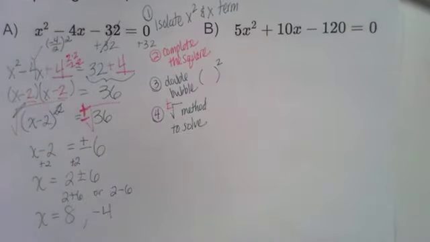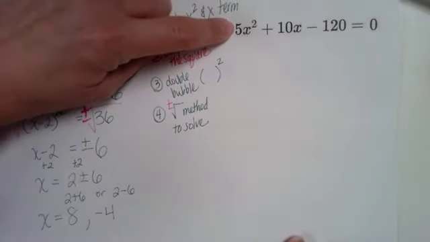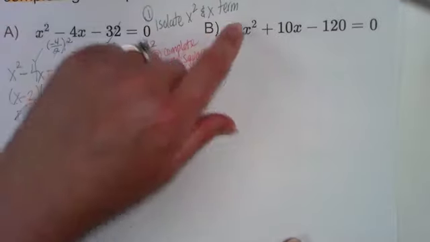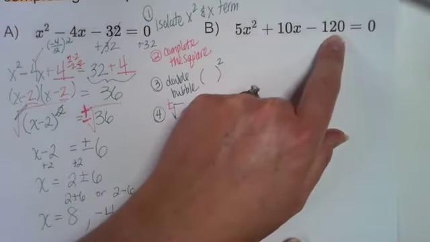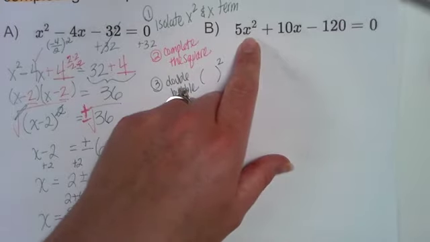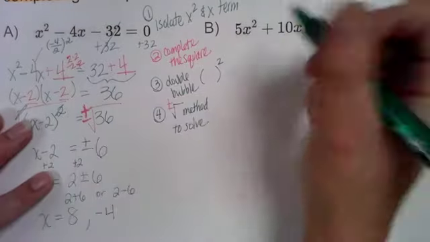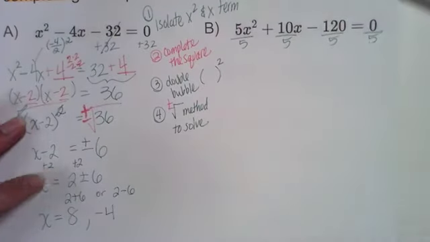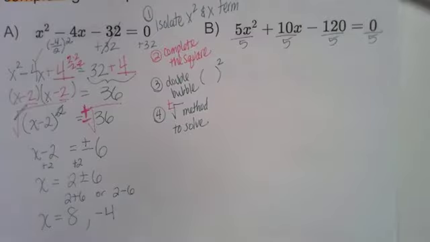What's different about letter B here? There's a coefficient on the x squared. There is a number in front of x squared. We do not complete the square when there's a number in front of the x squared. But you'll notice all of these numbers are divisible by 5. Let us go ahead and get rid of that 5 first. We're going to divide everything by 5 so that we can complete the square.